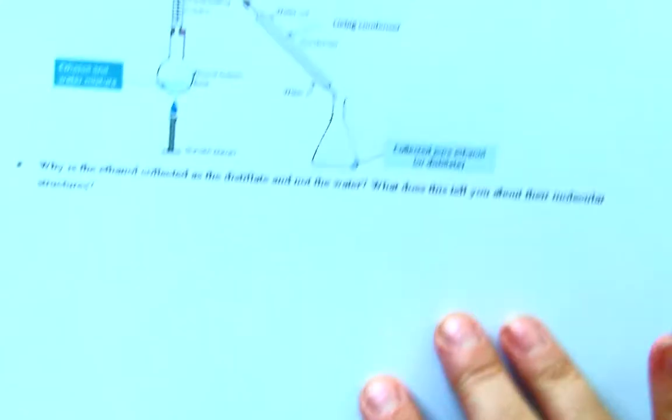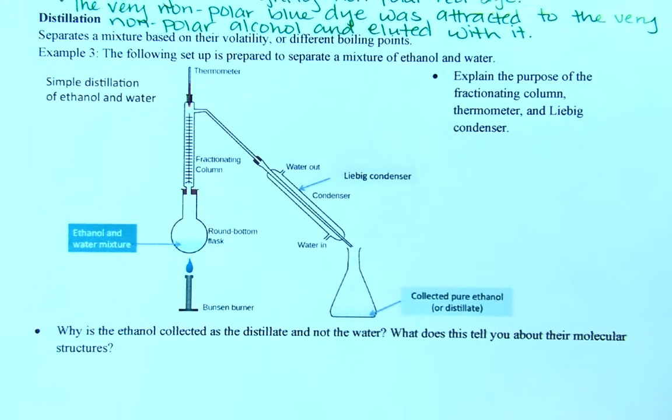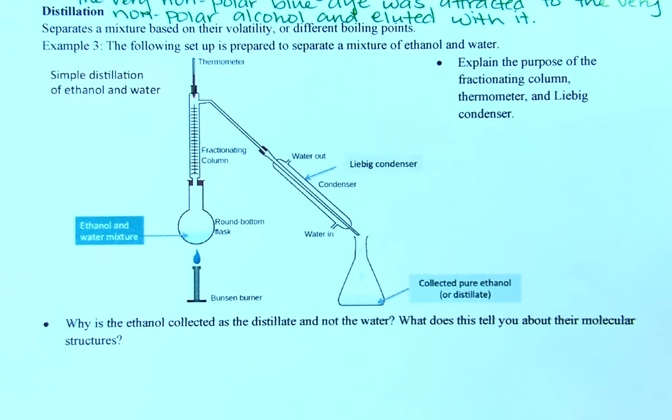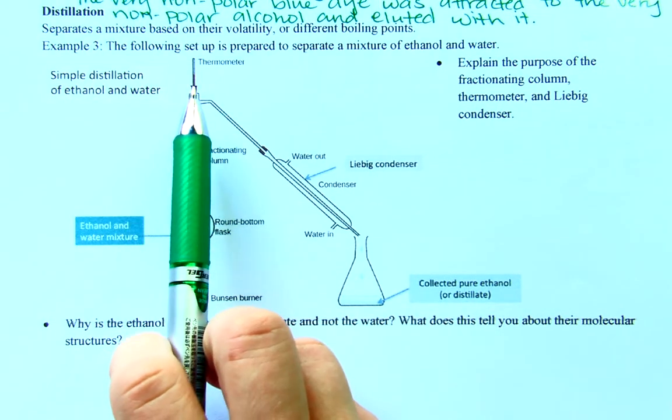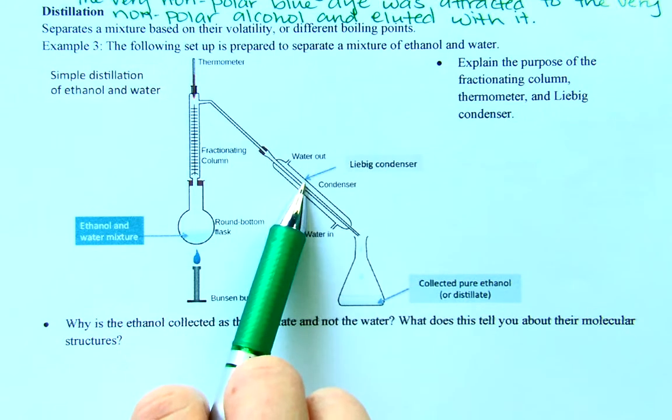Last thing we'll talk about today was distillation. So you saw a couple different types of distillation in that video. The first was simple distillation here, and then fractional distillation. As we saw, distillation separates a mixture based on its volatility or different boiling points.